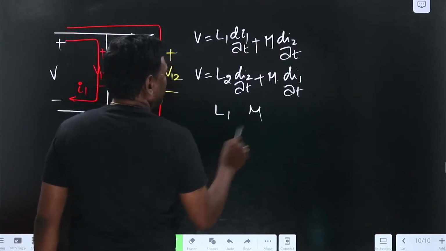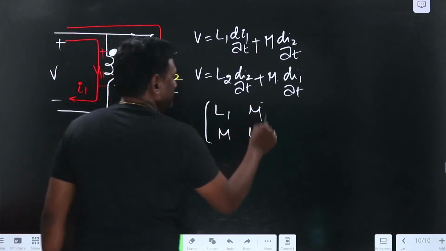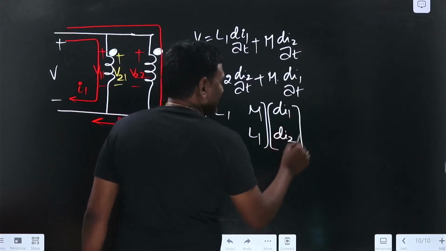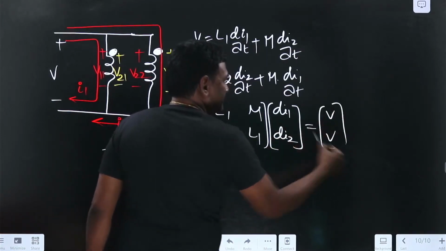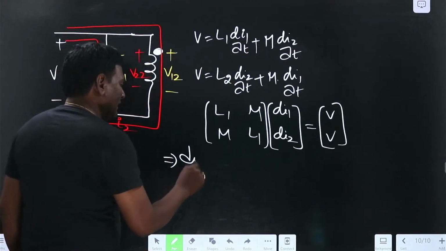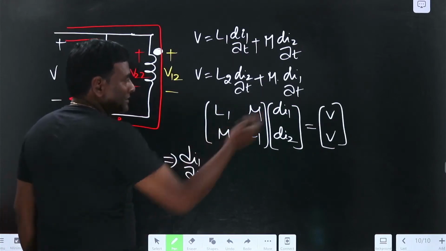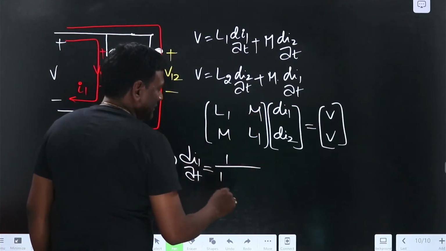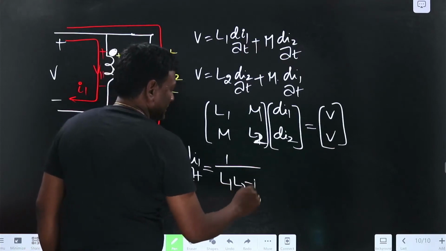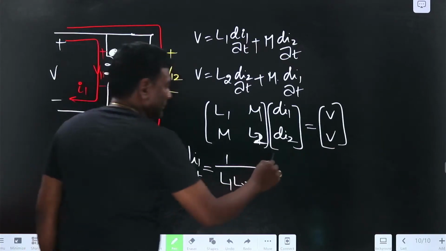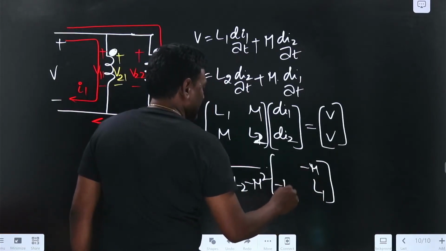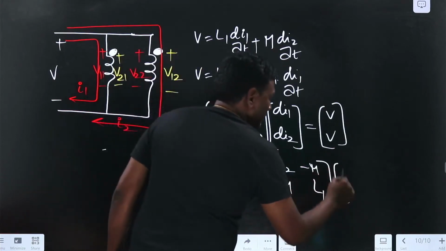L1 M, L1 into di1 by dt, di2 by dt, I am not writing that side, equal to V. Or if I want to write di1 by dt or di2 by dt, di1 by dt equal to inverse of that, right, 1 by AD minus BC, this is L2, L1 L2 minus M square into A minus B minus C D into V.